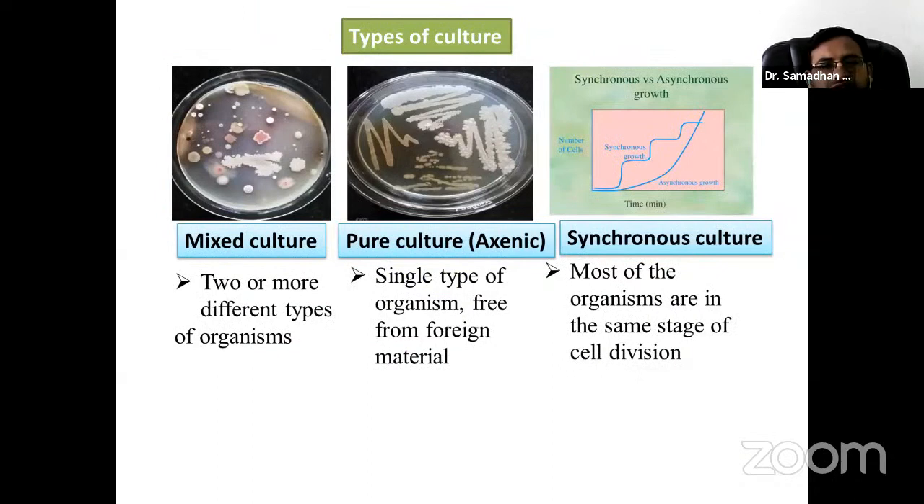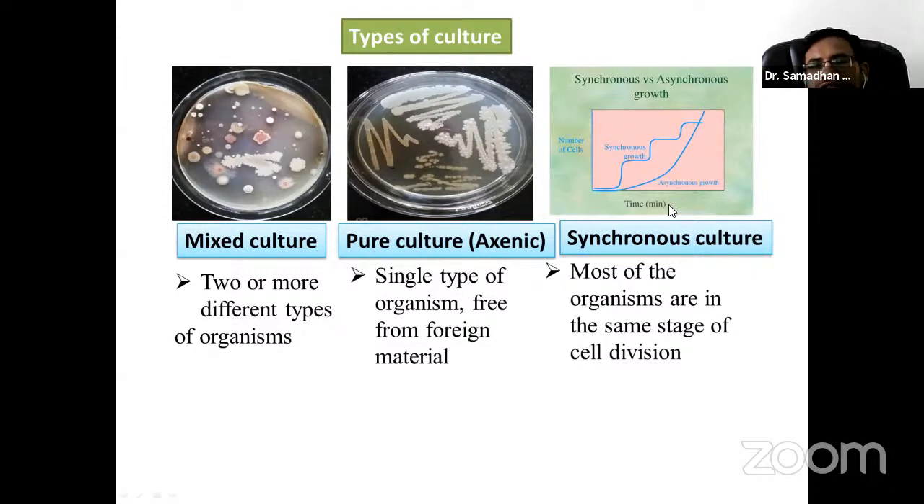The types of cultures you can see are mixed culture, pure culture, also called axenic culture, and synchronous culture. Mixed cultures are two or more types of organisms mixed in a plate. While the pure culture is a single type of organism which is free from foreign material or any other impurities. This is called a pure culture, or axenic, which is also a single type of organism. You can see in this plate four types of pure culture, or axenic cultures.